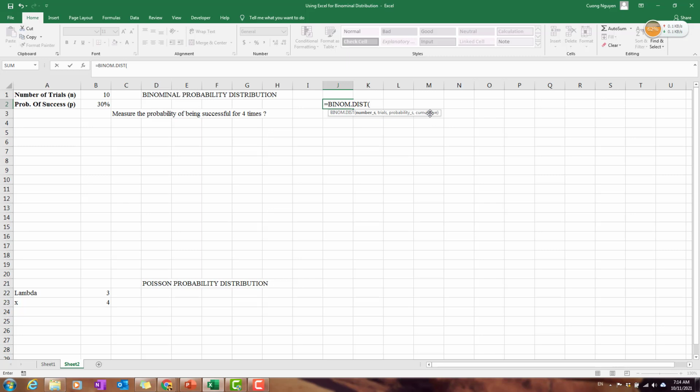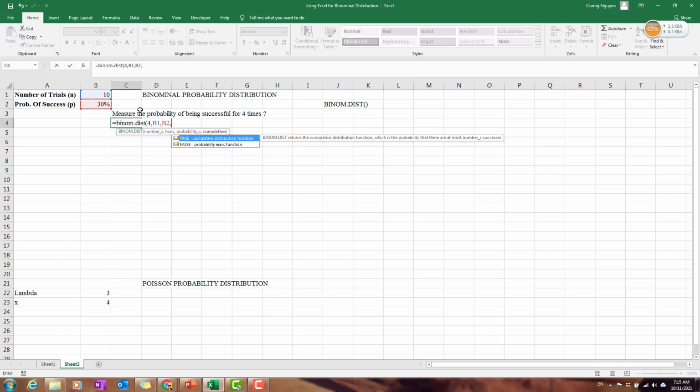So basically, this will be the function we are going to use, and just remember that. I will try to generate the answer. I apply the same BINOM.DIST, with number of successes 4 times, number of trials in total 10, and probability of success 30%, and then cumulative or not.